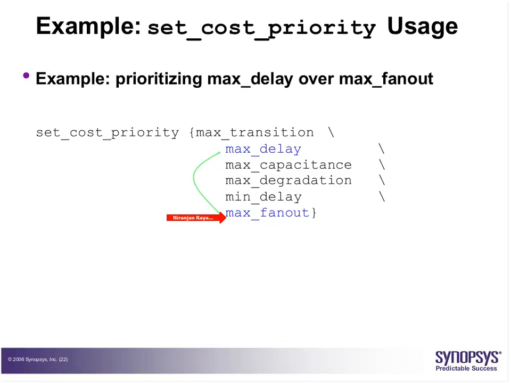In very special cases, where you are running trials, where you want to see if the design rules clash with the design, the max delay and the min delay. So these are mostly for experiments. Please be careful before using set cost priority. It will definitely affect your optimization.